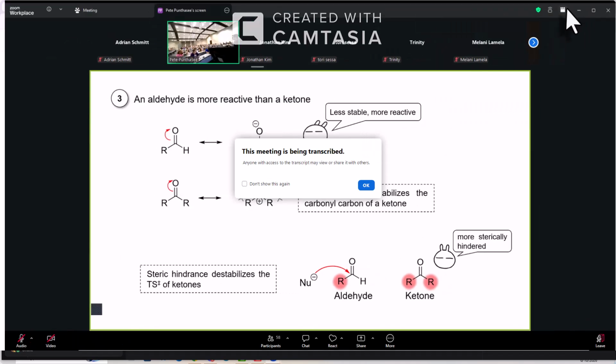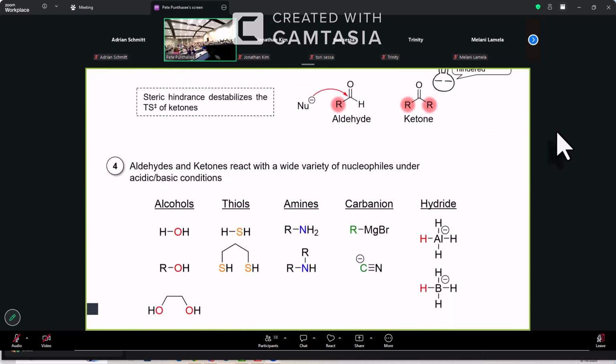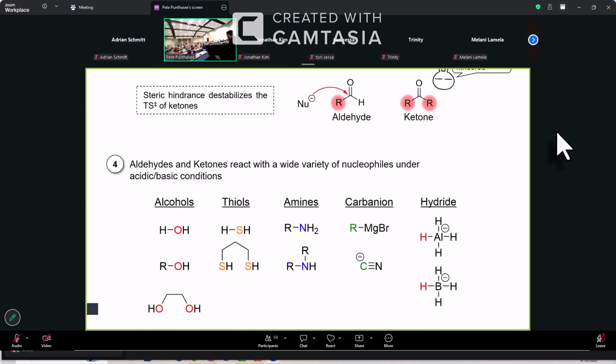Reaction before ketone. Can you explain that though? Okay, so there are two reasons. All right, and for this reason, aldehyde and certain types of ketone can react with a wide range of nucleophiles. Look right there. These are the number of reactions you're going to learn.